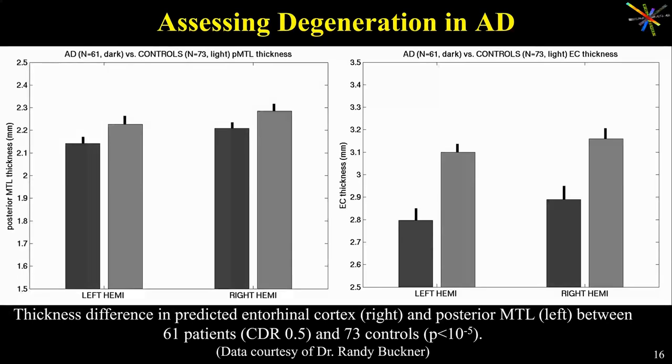And then the question is, is this just an effect that's everywhere? Right? If I stuck my ROI somewhere else in the brain, would I have found thinning in these subjects? And the answer is no. If I take my entorhinal cortex ROI and I translate it a couple centimeters posterior, the effect largely goes away. And that's what's shown on the left. And so this gives us some confidence that our estimation of the location of these things that we can't directly see is pretty good and is clinically useful.